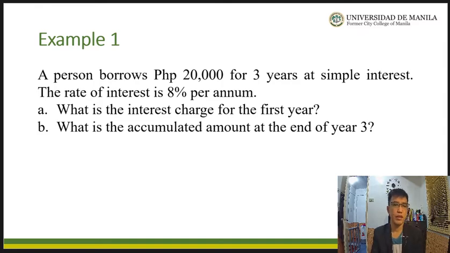Okay, so the first example states that a person borrows 20,000 pesos for 3 years at simple interest. The rate of interest is 8% per annum, so per year, 8% for 3 years. Letter A, what is the interest charge for the first year? And letter B, what is the accumulated amount at the end of year 3?